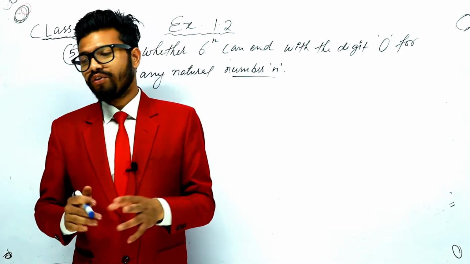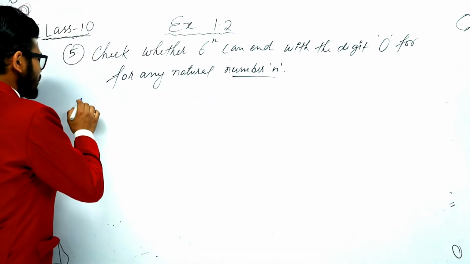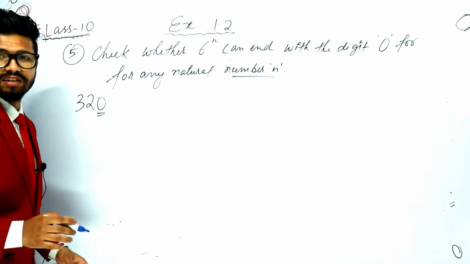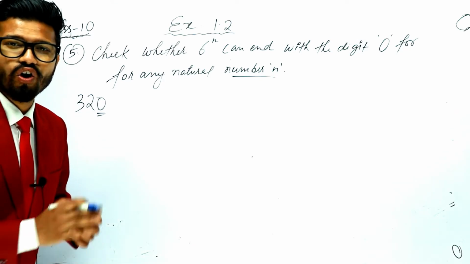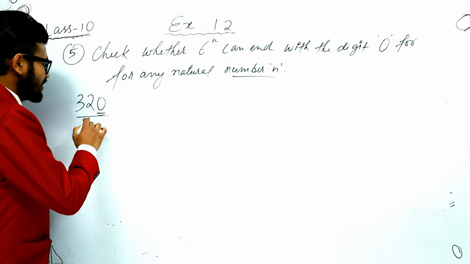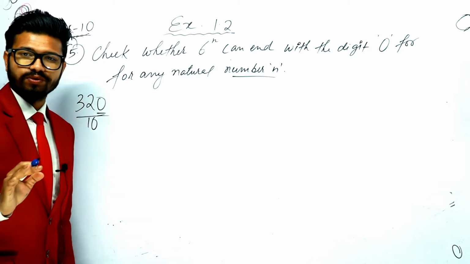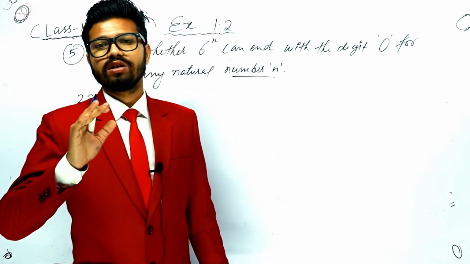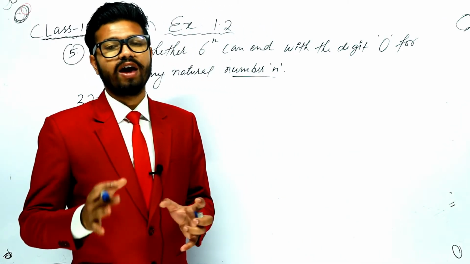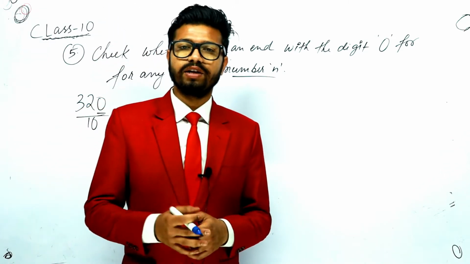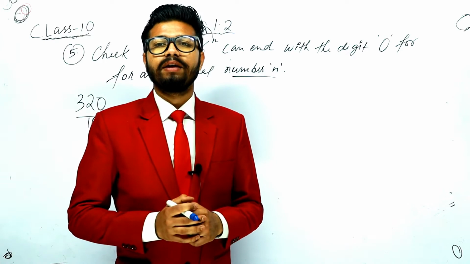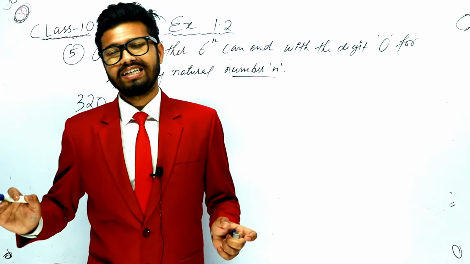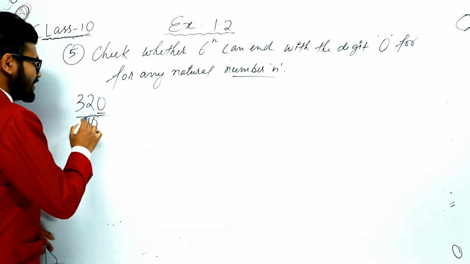So there is a fact that if any number ends with digit 0, it should be divisible by 10. For example, suppose I take the number 320. As you can see, the unit digit is 0. That means this number is obviously divisible by 10. It is true: any number divisible by 10 will have a unit digit of 0, or correspondingly, if any number ends with digit 0, then it must be divisible by 10.